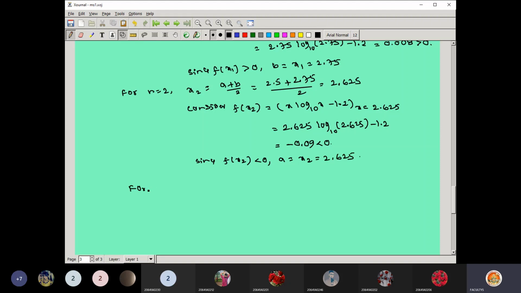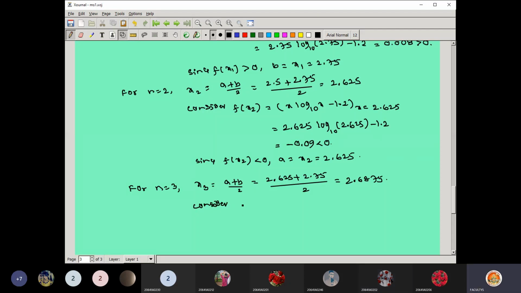So now you go for n equal to 3. Now the x3 value comes as a plus b divided by 2. So your a value, that latest value 2.625, plus b value, your previous b value 2.75. Total divided by 2. 2.625 plus 2.75 divided by 2, you are getting the answer 2.6875. This value you are substituting in the function.